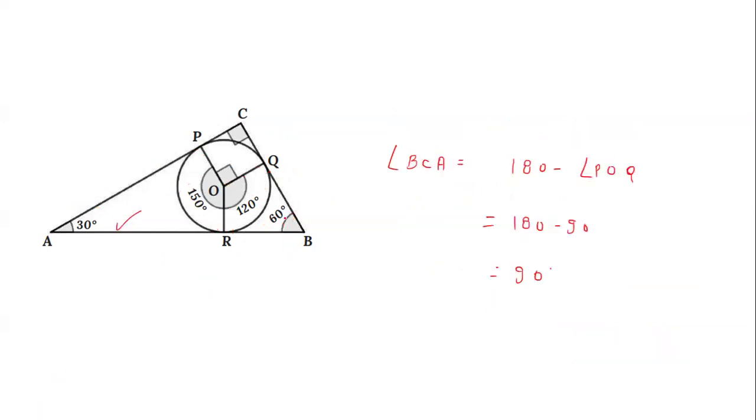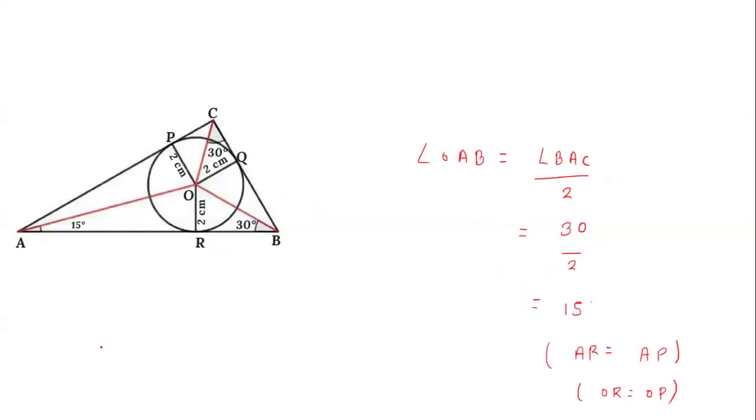So this angle is 60 degrees. Now we know this angle is 30, this is 60. And simply this is 90 degrees and this is 90 degrees. So this angle is 180 minus this angle, so this angle is 90. So the angle C is also coming to 90. So angle BCA is 90 degrees. Now we know all the angles.